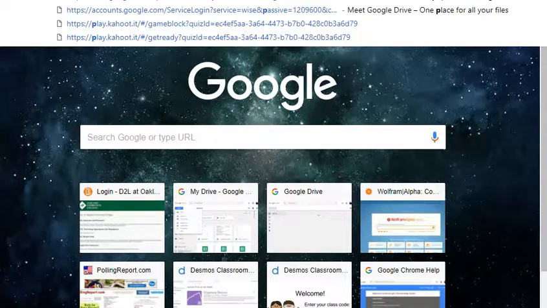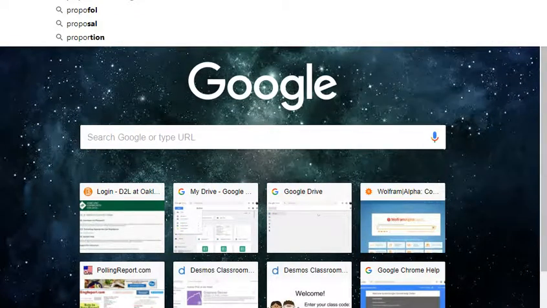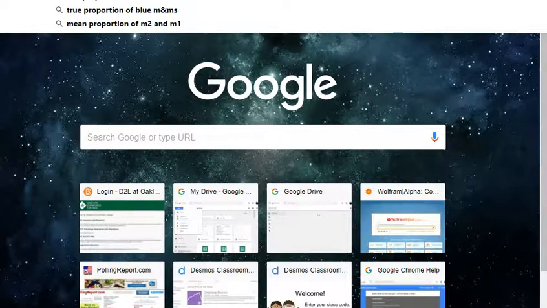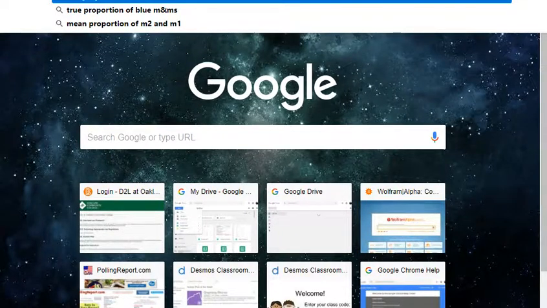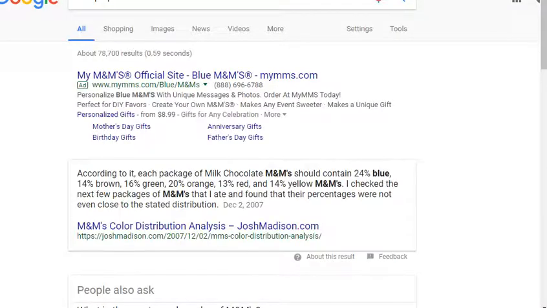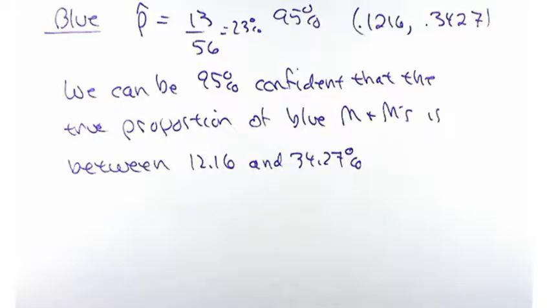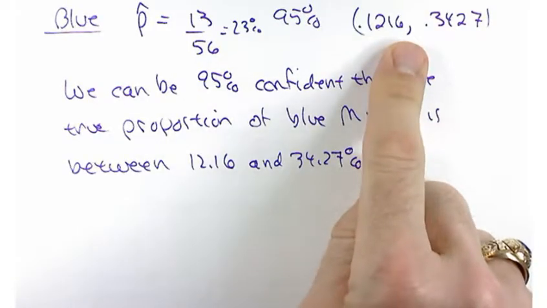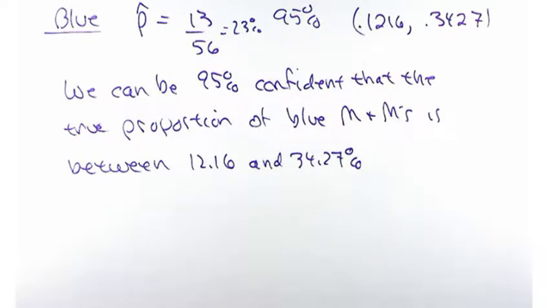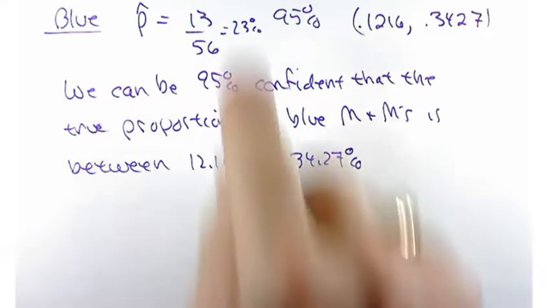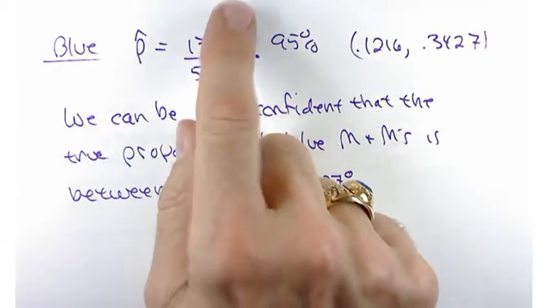True proportion of blue M&Ms. Okay, so 24% is that true population proportion. Does that contradict our results at all? No, because 24% is right in here. And actually, we were pretty close to 24% with our own sample estimate. Maybe what we'll do a little bit later is pool both of these and see what happens.